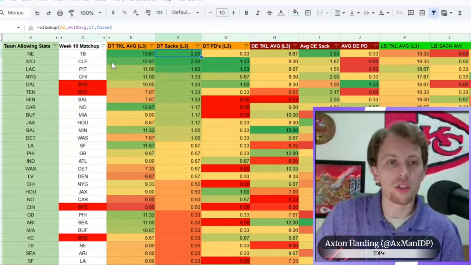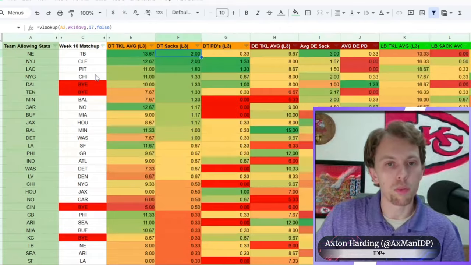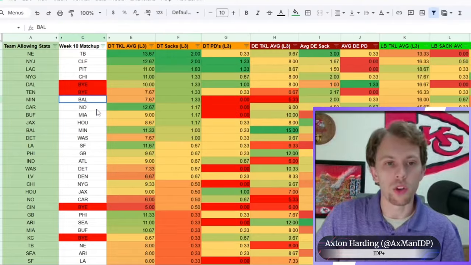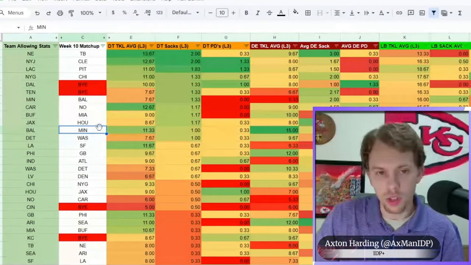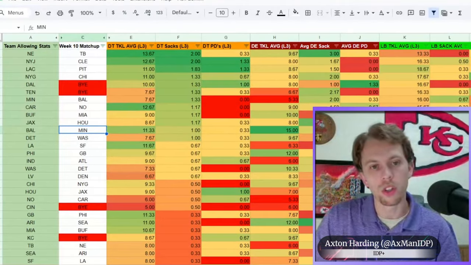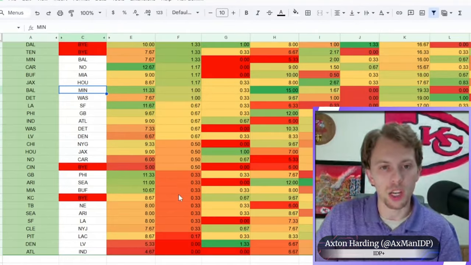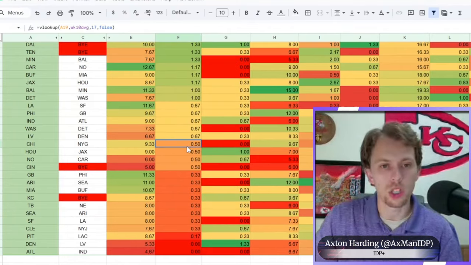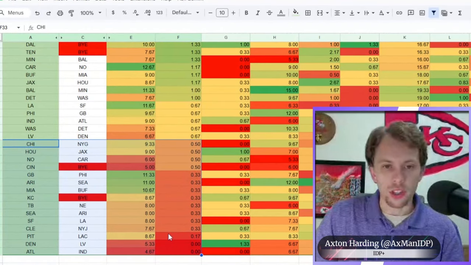Then again, Cleveland Browns interior defensive line, Pittsburgh Steelers, Chicago Bears, Baltimore Ravens. We've got the New Orleans Saints, Miami Dolphins, Houston Texans, and Minnesota Vikings. They all top the list here as far as big play production goes to the defensive tackle position. So let's look at the bottom 10 stats, just in case you guys want to take some screenshots and know what matchups we might be looking to avoid this week. Just a quick look at that.